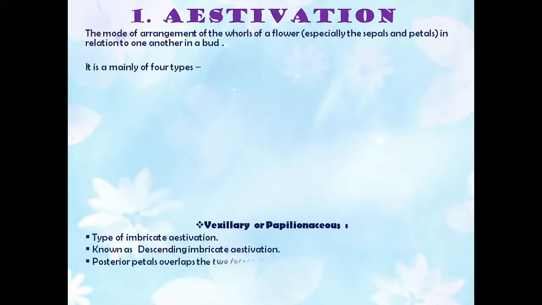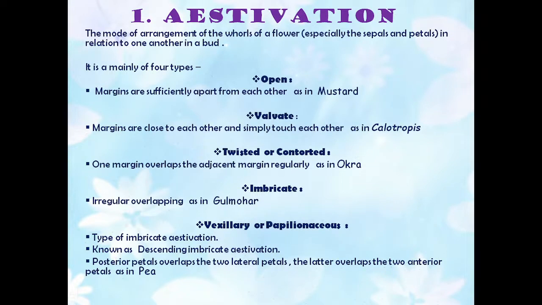And last, we have the vexillary or papilionaceous. It is also a type of imbricate estivation known as descending imbricate estivation. Posterior petal overlaps the two lateral petals, the latter overlap the two anterior petals, as in pea. Now you see, here you can see four terms are there: open, valvate, twisted or contorted, imbricate, and vexillary or papilionaceous. Now you may be thinking why have I written here four?